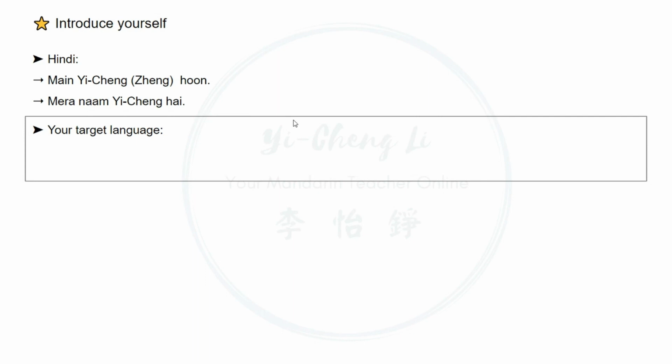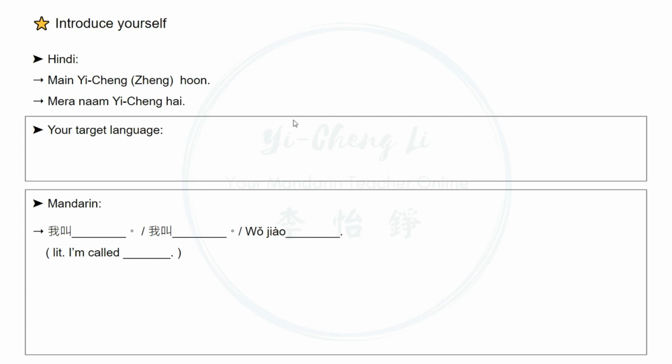Next one, I'm teaching you the Mandarin version. First one is literally I am called. So instead of I am Yi-Cheng, we use I am called with the name I'm going to mention. We use it that way, which is 我叫 Yi-Cheng. 我叫 Yi-Cheng, or you put your name here.